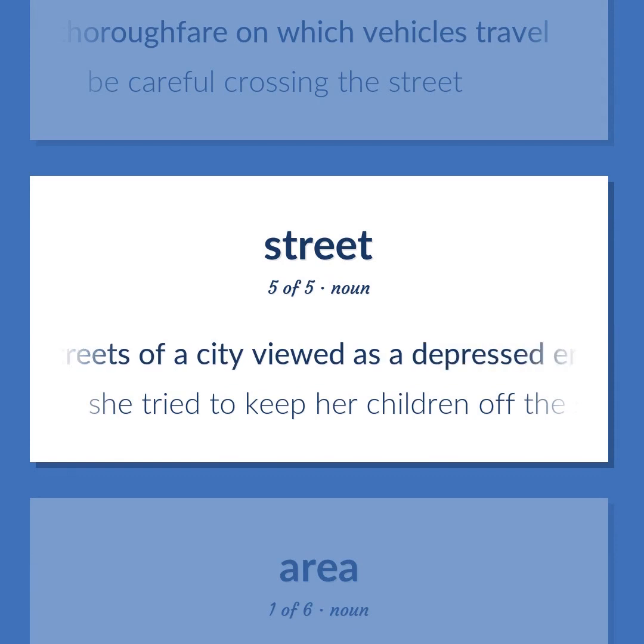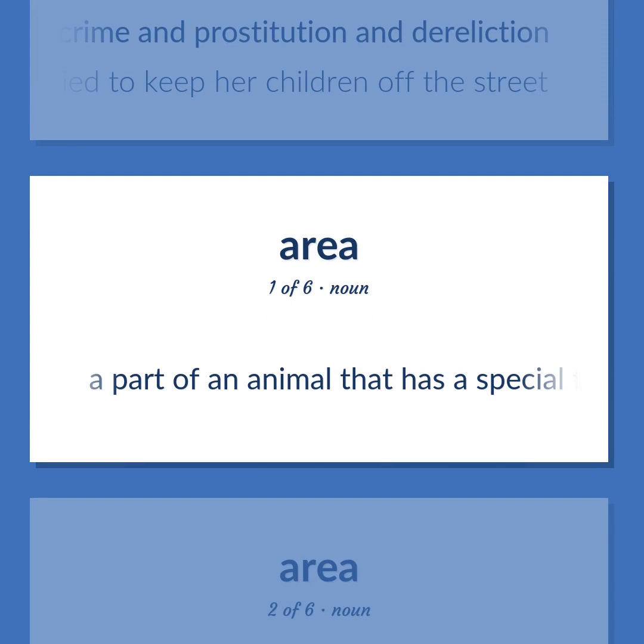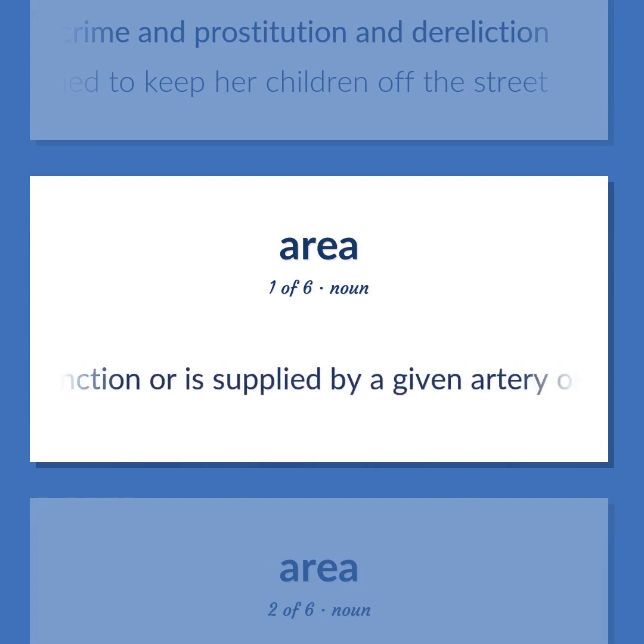The streets of a city viewed as a depressed environment in which there is poverty and crime and prostitution and dereliction. She tried to keep her children off the street. A part of an animal that has a special function or is supplied by a given artery or nerve.